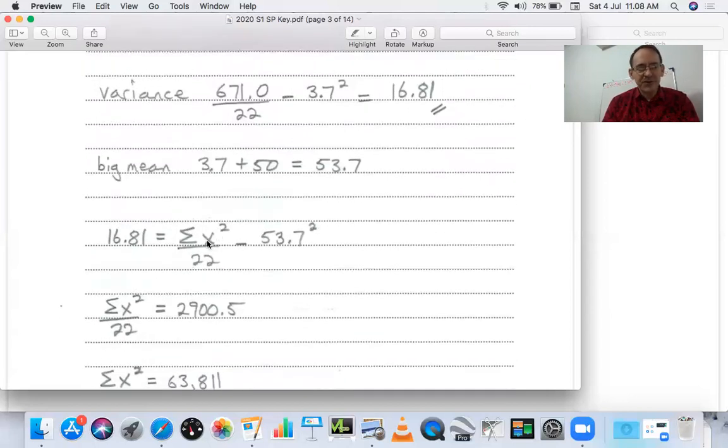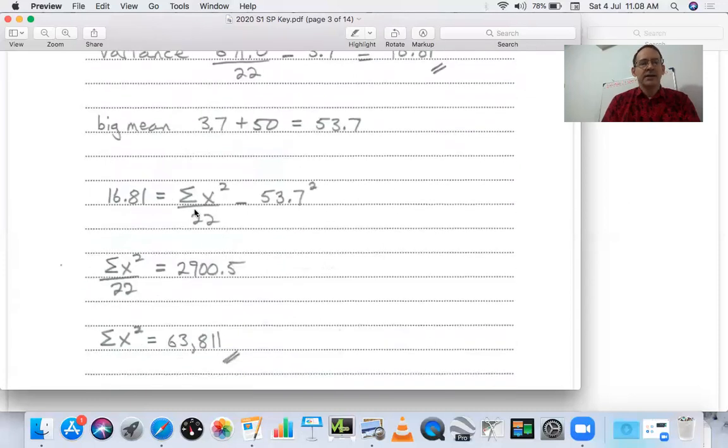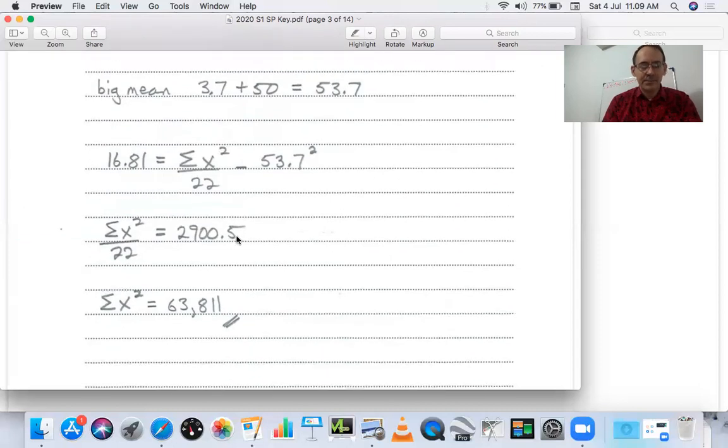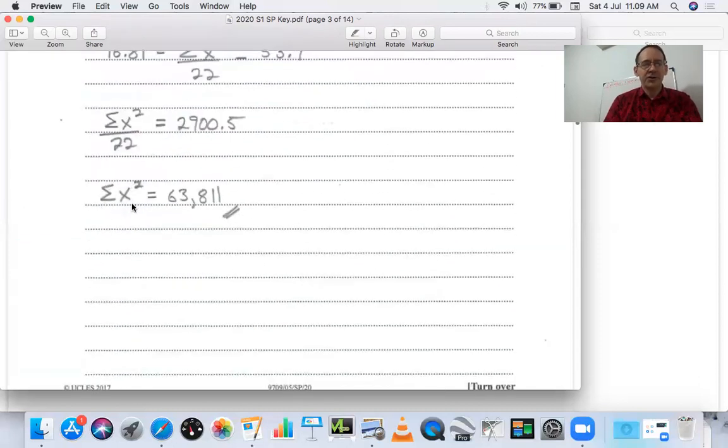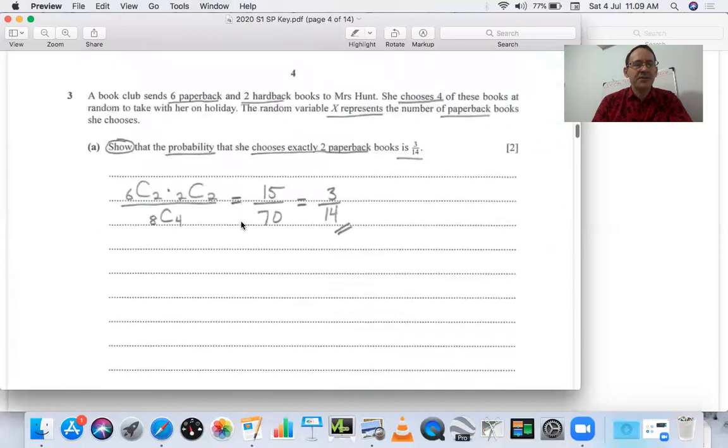We're looking for the sum of x squared of our big number set divided by 22 minus now our big mean squared. This again is variance because it doesn't change. And we can solve for the sum of x squared. So we have to add the 53.7 squared first. That gives us 2,900.5. Then multiplied by the 22. So your sum of x squared equals 63,811. Moving on to question 3.